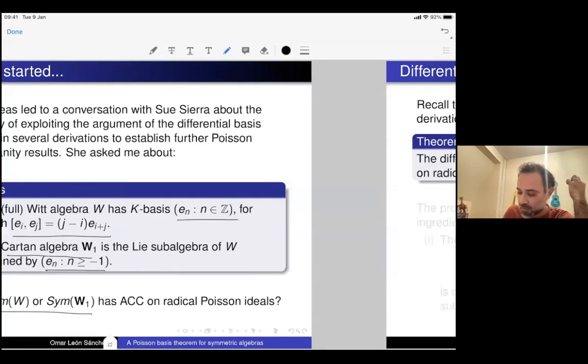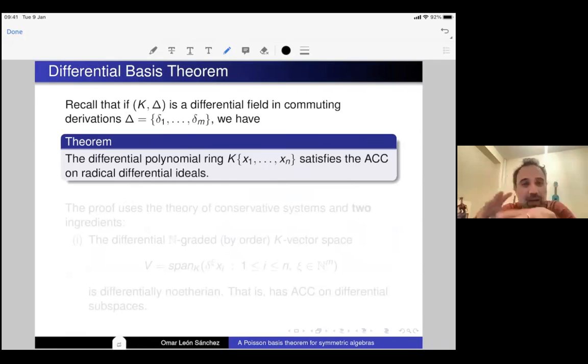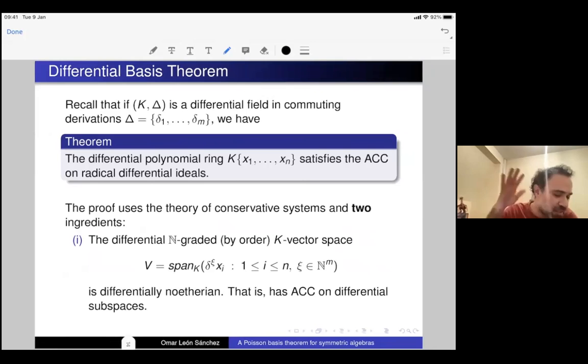And so I just want to give a very quick reminder of what the two main ingredients in the differential basis theorem are. If you've seen the differential basis theorem, this is really just a reminder. So recall that if I have a differential field K with finitely many commuting derivations, the differential polynomial ring over K in n variables satisfies the ACC on radical differential ideals. A well-known theorem in differential algebra. Now, the proof uses the theory of characteristic sets, which I don't want to talk about really, but the two main ingredients are the following two things.